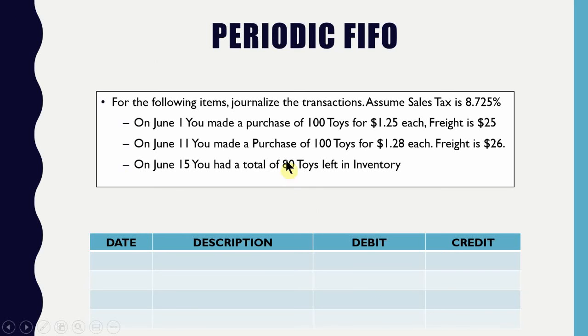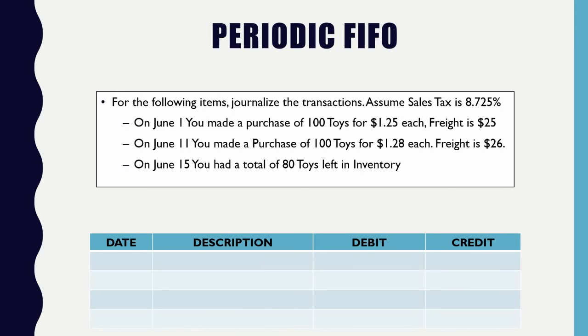So here we are. Let's take a look at the scenario. Here we're making purchases of some toys, okay? And assume that the sales tax is 8.725%. Again, this is only for the purposes of journalizing. So here we're making purchases of inventory and we're also going to be selling our items too. But in this case, we don't really have anything here.